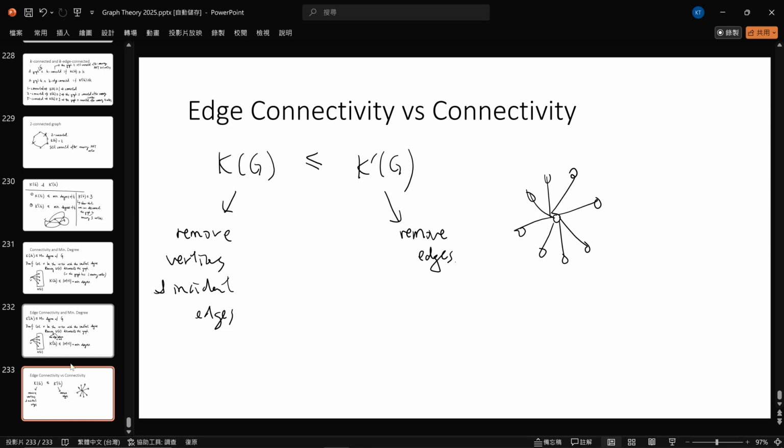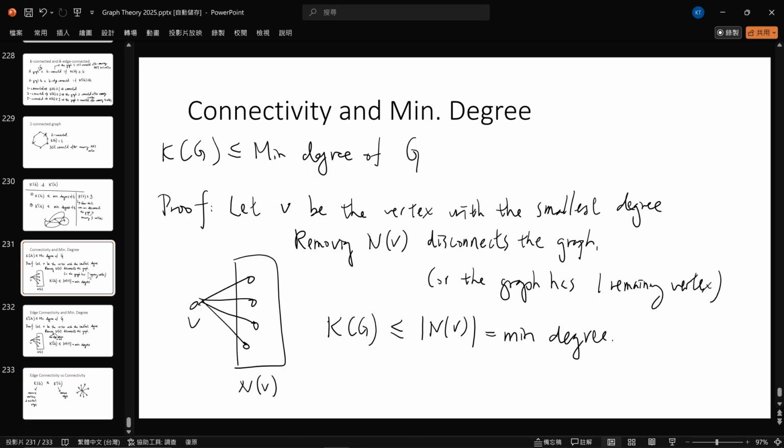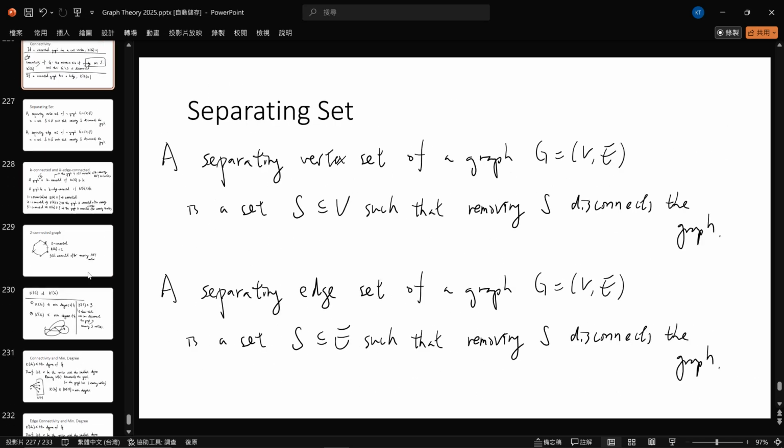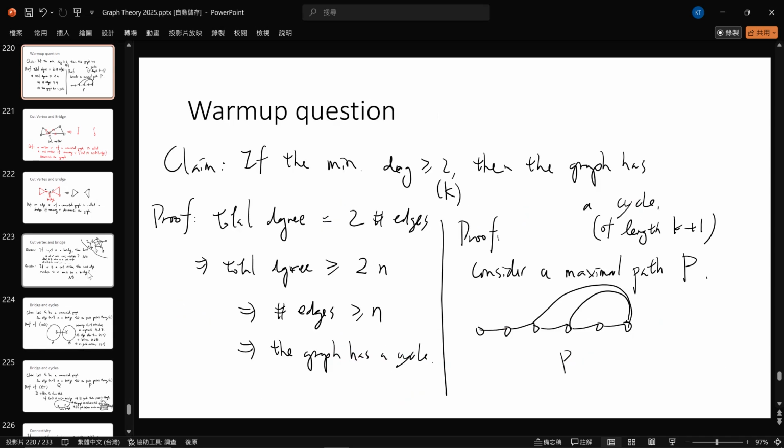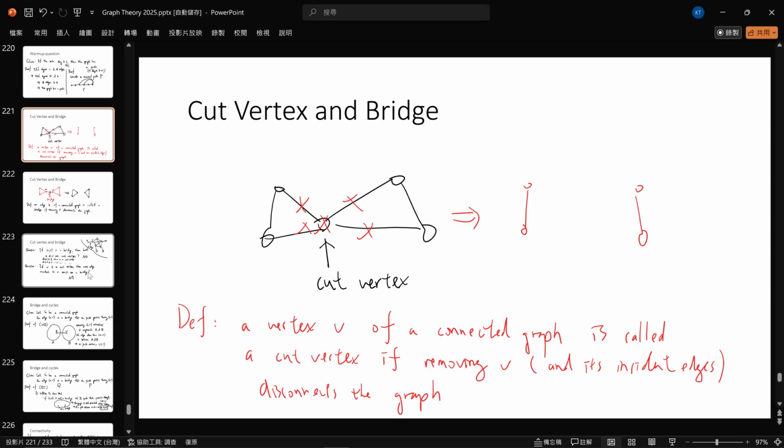And let's recall the first example we considered today. Yeah, this one, okay? So since there's a cut vertex, connectivity is 1, but there's no bridge, okay? So the edge connectivity is at least 2, okay?